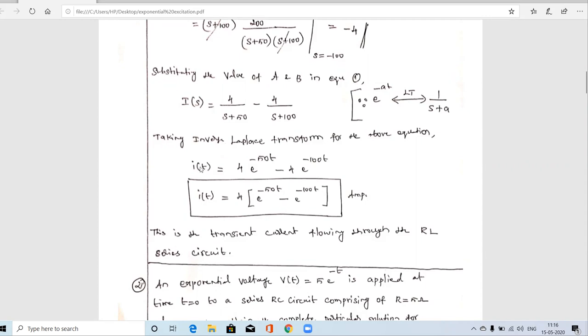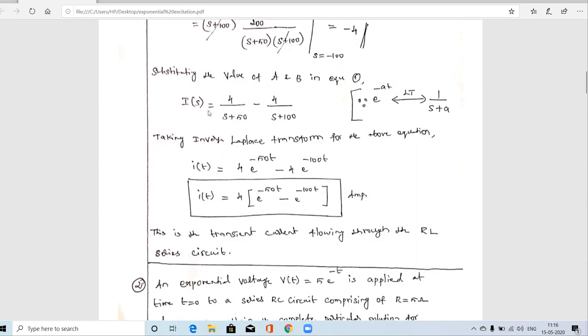If you want to convert time domain into Laplace domain, we have to take the Laplace transform. In order to convert s domain into time domain, we have to take the inverse Laplace transform. If you take the inverse Laplace transform of this entire equation, what is the inverse Laplace transform of the first term I of s? It is small i of t.